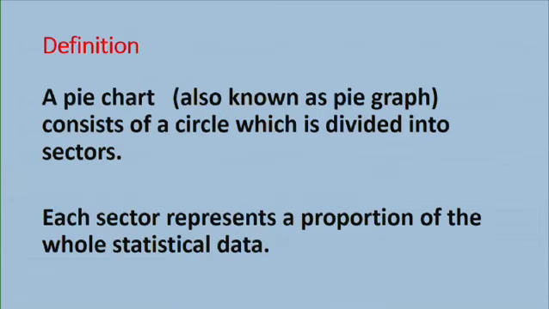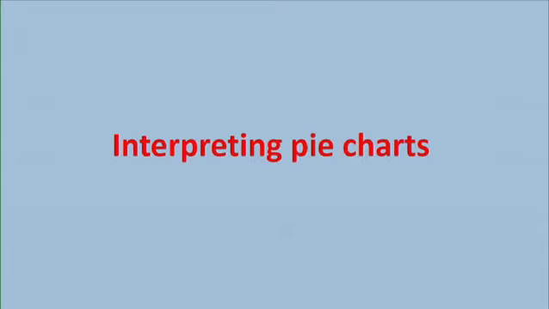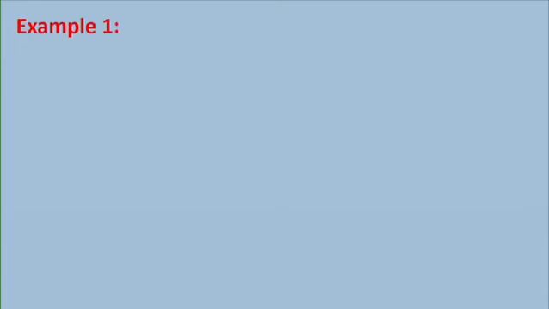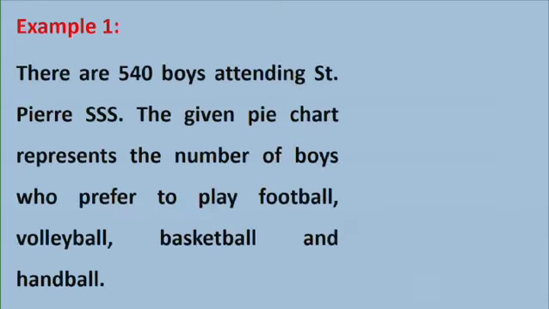So what is a pie chart? A pie chart, which is also known as a pie graph, consists of a circle which is divided into various sectors. And each sector will represent a proportion of the whole set of your data, what we call the statistical data. So let us look at how we are going to interpret information given on pie charts. We consider the first example.